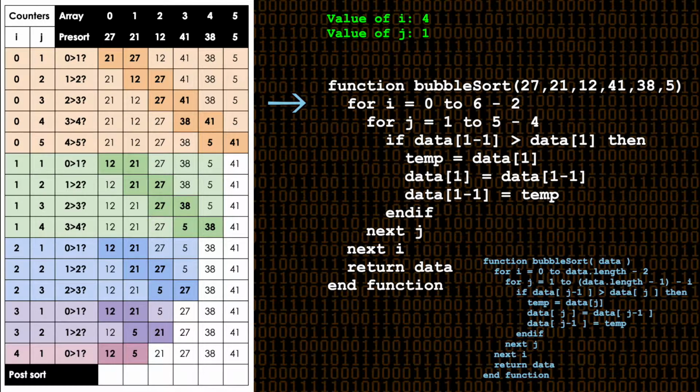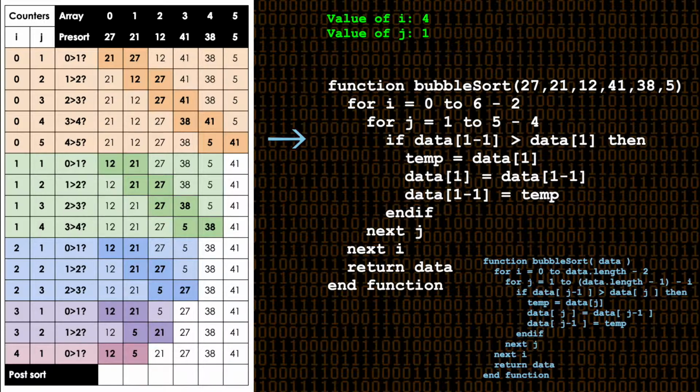So this is the last loop around, because i now has the value of 4. In the internal for loop we've got j equals 1 to the length of the array minus 1 minus i, so that would be 5 minus 4, so we're looping from j equals 1 to 1, so only one time round. And then the if statement is looking at whether what's in the element before j, so what's in 0, is greater than what's in 1.